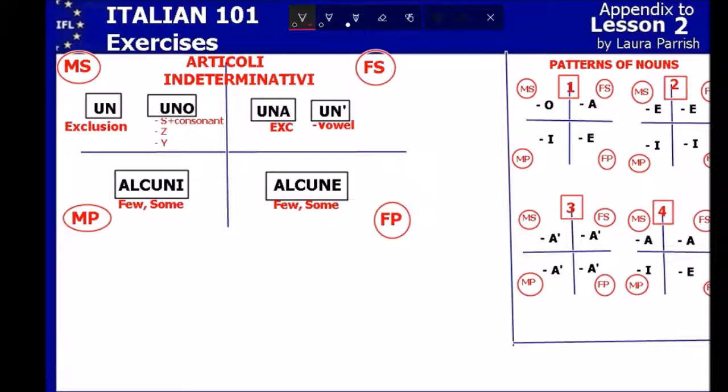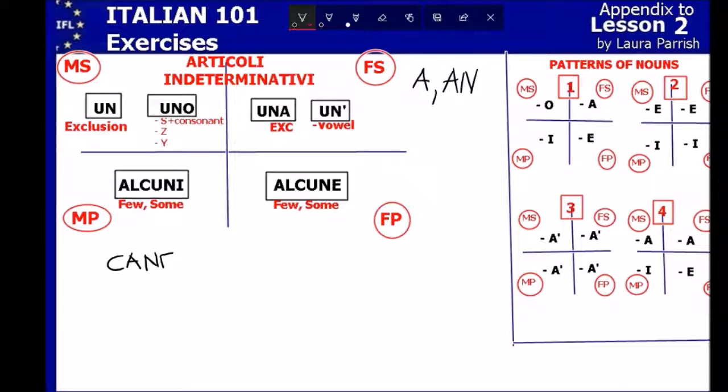Okay, so here we are at the articoli indeterminativi. The indeterminative article is no longer the. It is the article a, an in English, like a friend, an apple, okay? So let's see some examples here too. For example, let's see the same word that we saw before.